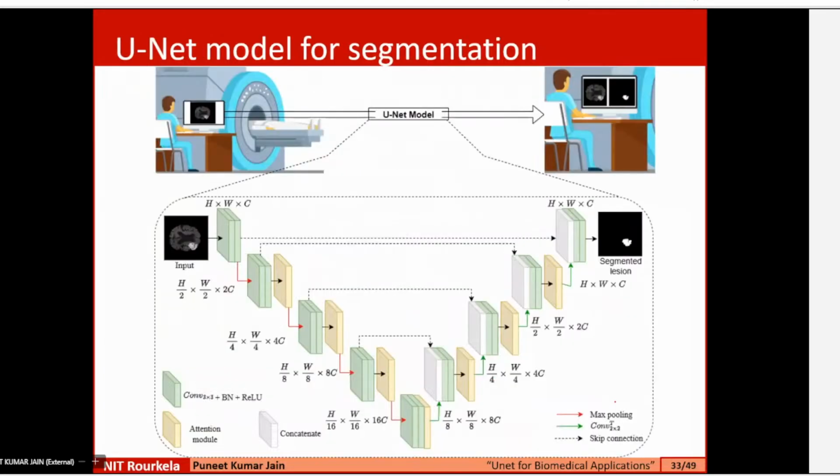This is again a typical architecture of the UNet, where in our research we are trying to incorporate some attention mechanism, either on the encoder side or the decoder side. In some of our attempts, we incorporate the attention mechanism in the skip connection. How we are going to use this UNet model is that we provide the input MRI scan, and we expect a segmented part of the lesion as the output of the UNet model.